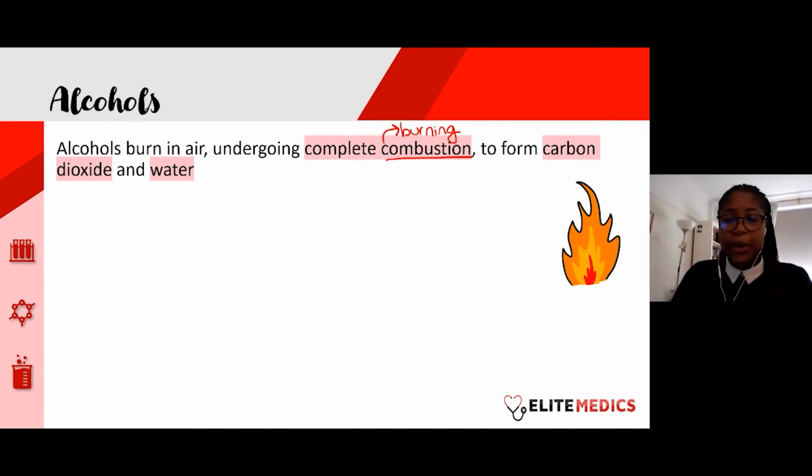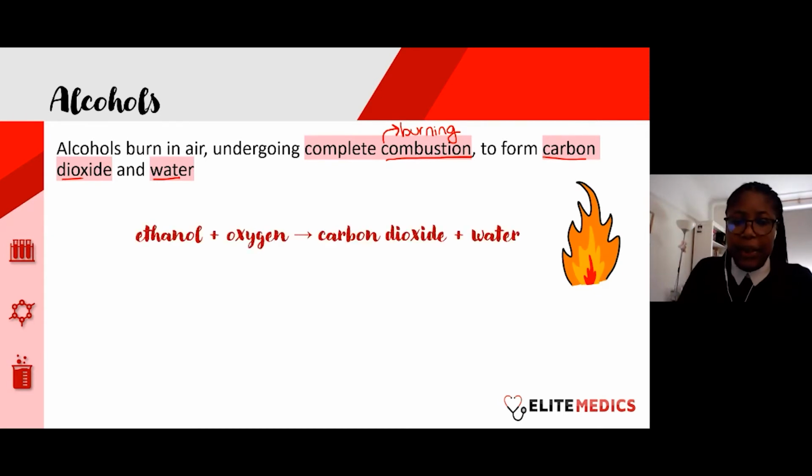Now, whenever an alcohol combusts, what's actually happening is that the heat is allowing the alcohol to react with oxygen in the air. And whenever alcohols combust and react with oxygen in the air, the products are always going to be carbon dioxide and water. So that's always going to be the case whenever someone asks you what's going to be formed when alcohols burn in air, you can tell them carbon dioxide and water are going to be formed. So let's look at an example. So take our alcohol ethanol, and it's going to burn in air and it's going to react with oxygen. The products are always going to be carbon dioxide and water.